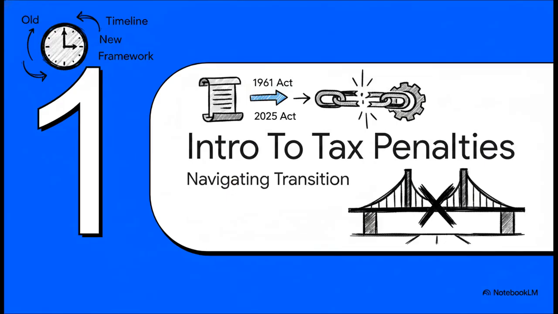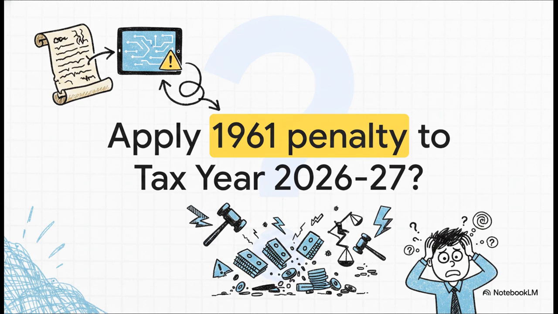Let's start with Section 1, Introduction to Tax Penalties. So, going back to that question we just asked, what actually happens if you apply a 1961 penalty to a 2026 default? Well, it's a massive risk. Right now, one of the biggest challenges professionals face is navigating this exact transition from the old penalty regime to the modernized framework. If you mix up the old and new laws, you're looking at invalid assessment orders, potentially massive financial liabilities for your clients, and just a lot of painful, unnecessary litigation.